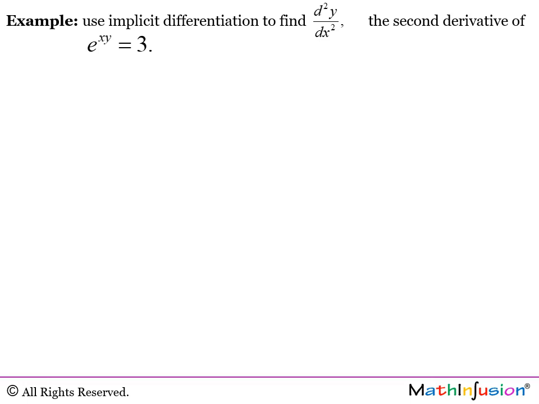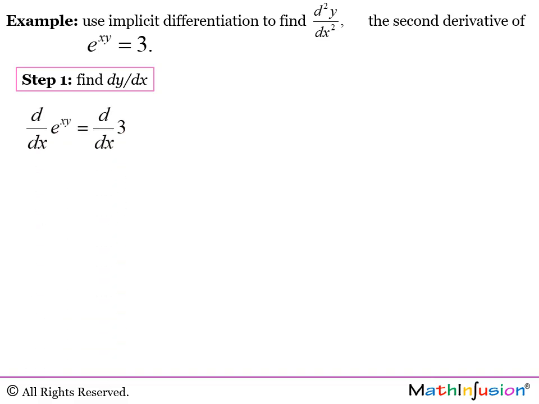Example: use implicit differentiation to find the second derivative of e^(xy) = 3. First we have to find dy/dx. On the left side we will have to use the chain rule combined with implicit differentiation. The outer function is e, so we get e^(xy) times the derivative of the inner function xy, and for this we will have to use the product rule, and we get y plus x times dy/dx. On the other side we get d/dx of 3, which is just 0.